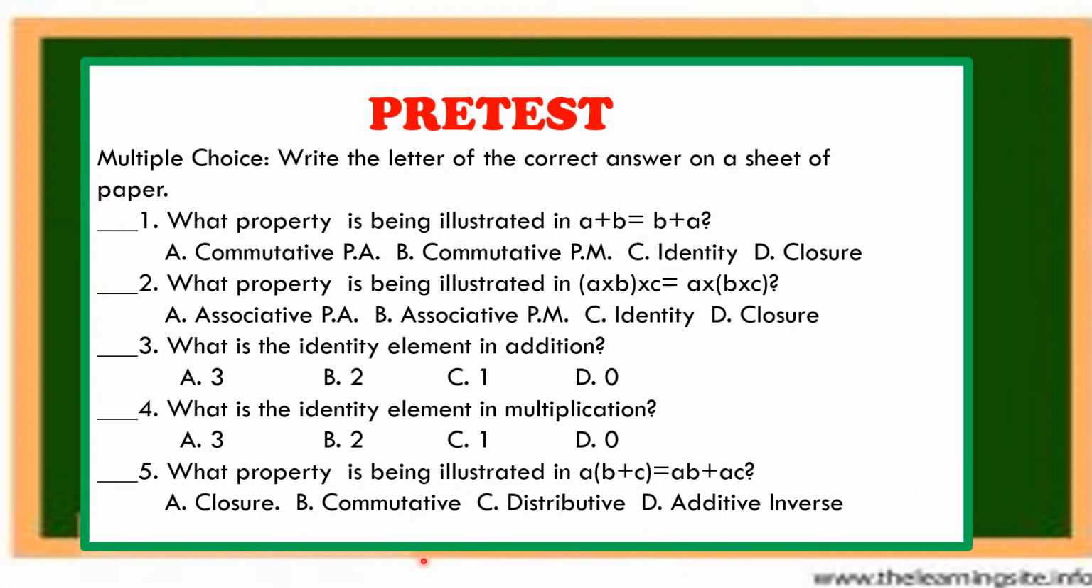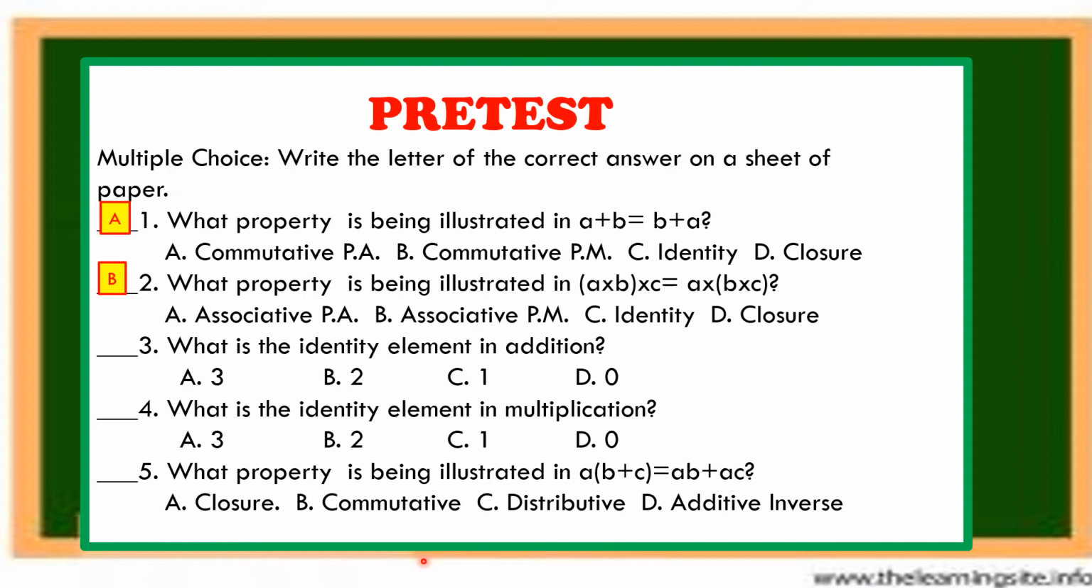We are now ready to answer your quizzes. We are in problem number 1. What is the answer to problem number 1? The answer is letter A, that is commutative property of addition. How about for problem number 2? What is the answer? The answer is letter B, associative property of multiplication.